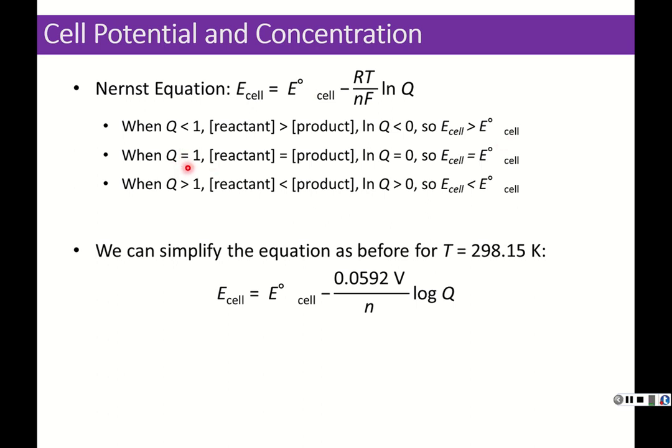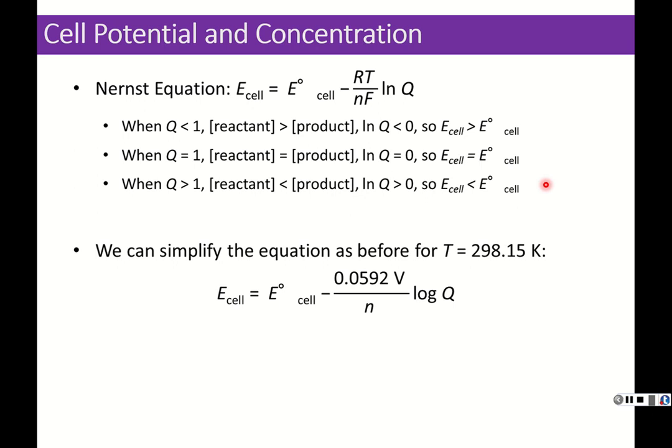When Q equals 1, reactants equal products, ln of Q is 0, because ln of 1 would be 0. So if the reactant and product concentrations are equal, this term cancels out, so the cell potential equals the standard cell potential. Right? And when Q is bigger than 1, that means reactants are less than products. That means ln of Q will be a positive value, greater than 0. So this term will be negative still. So the standard cell potential minus this term, your cell potential will be less than the standard cell potential.